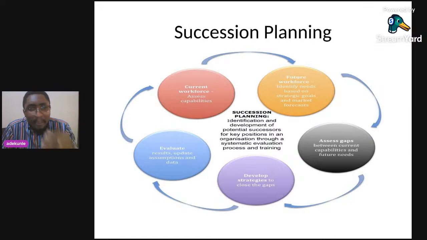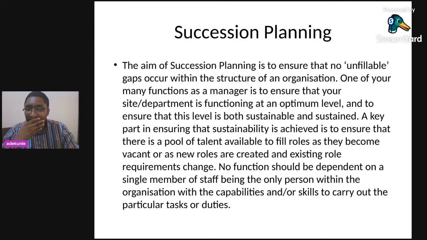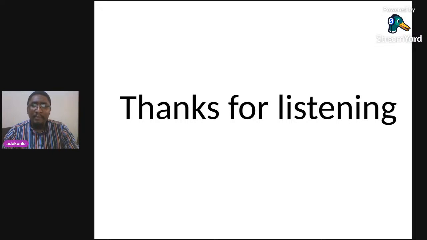Then once the strategy has been developed, you pick your preferred strategy, then evaluate it using data. Then of course, see how you can develop your current workforce to meet the capabilities you've identified, so that your future workforce need will be met. All right. This is a simple process for an effective succession planning. Of course, succession planning is very, very important in every organization, and there's a need for organizations to take it seriously, for it to be key in the entire planning of the organization.